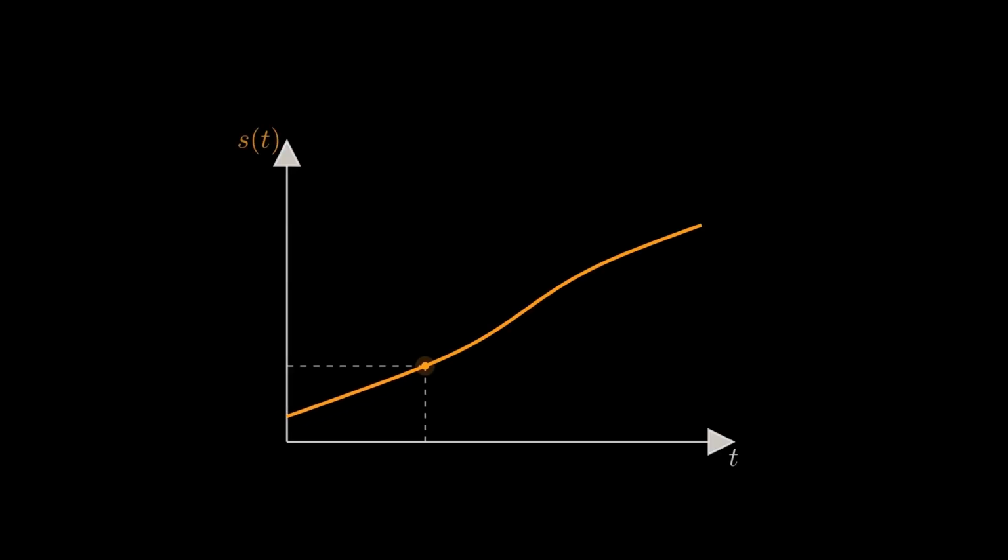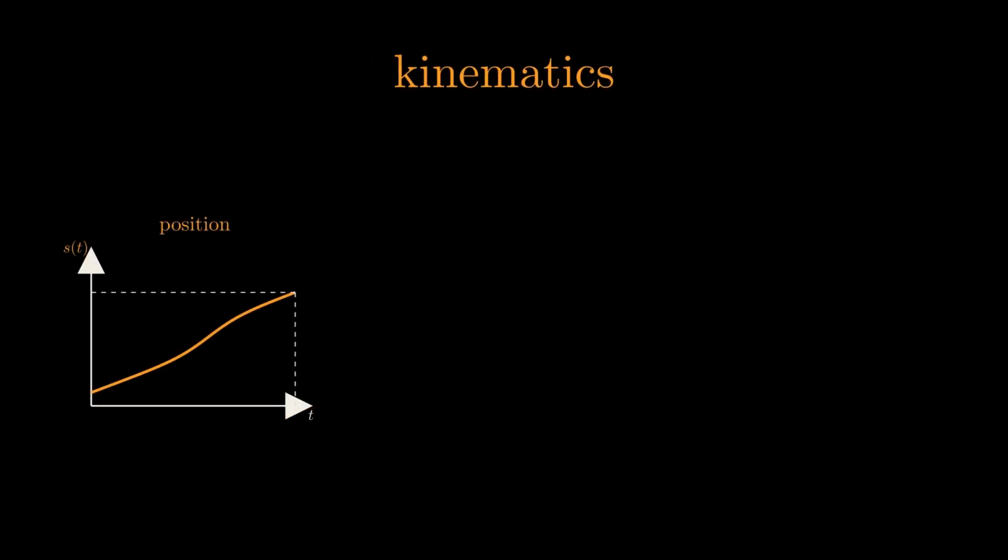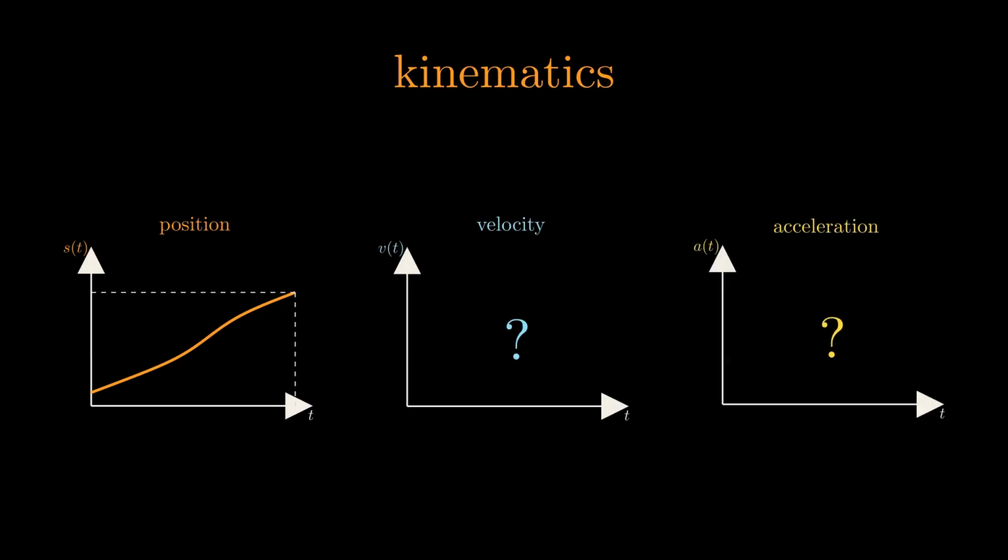Imagine that we know the trajectory of an object. This gives us information about the position of the object as a function of time. It is very useful information, but often it is not enough on its own to describe a physical system in its entirety. In the field of kinematics, which studies the motion of bodies, we need velocity and acceleration in order to have more complete information.